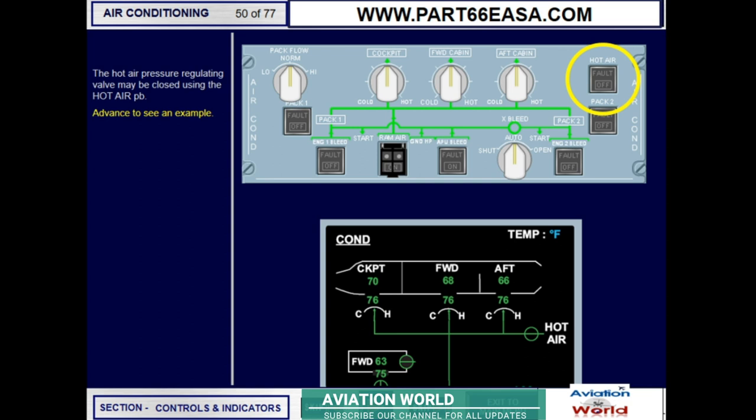The hot air pressure regulating valve may be closed using the hot air push button. Advance to see an example. The hot air pressure regulating valve is now closed. This causes all the trim air valves to also close, thus limiting the ability of the controllers to adjust the temperature in the zones. The hot air push button should only be used when directed by a specific procedure.